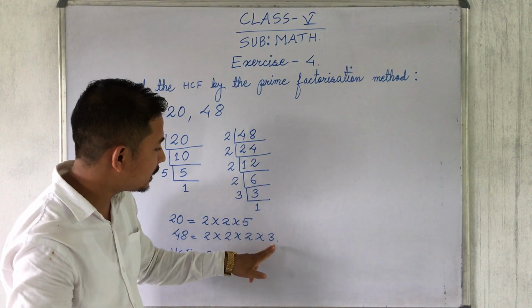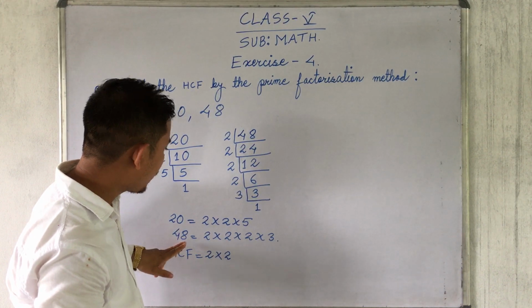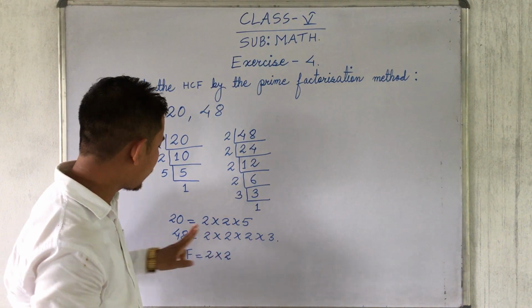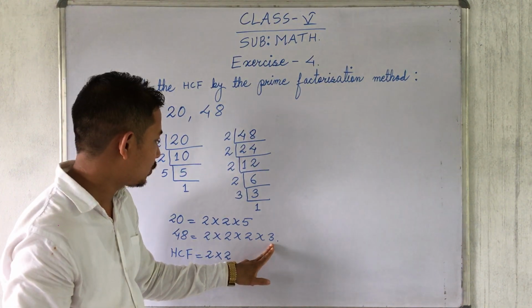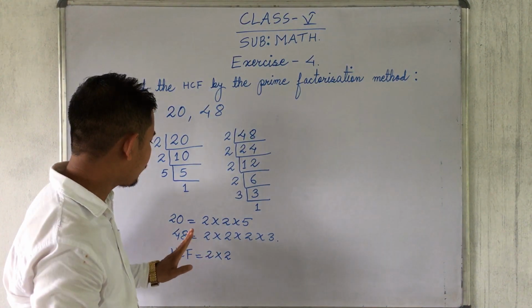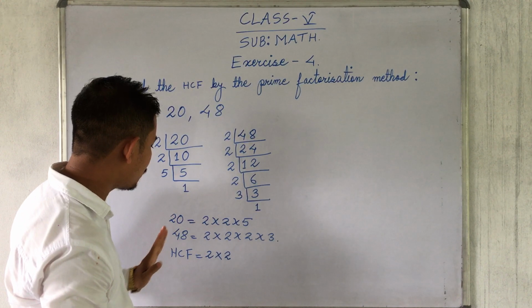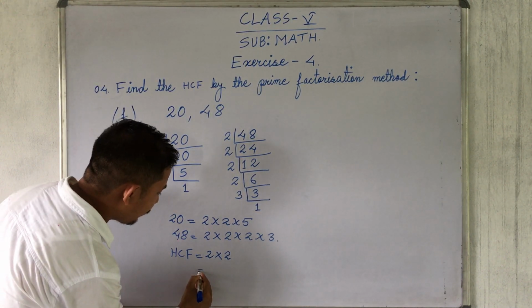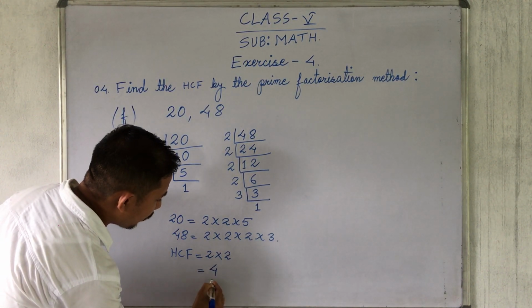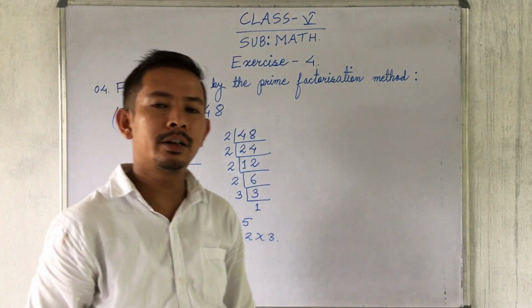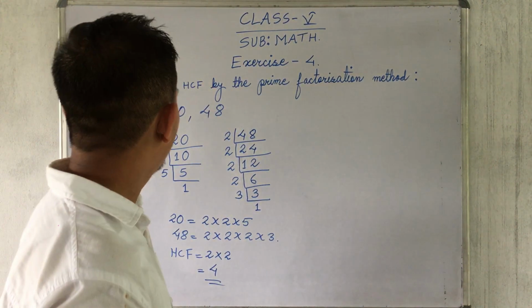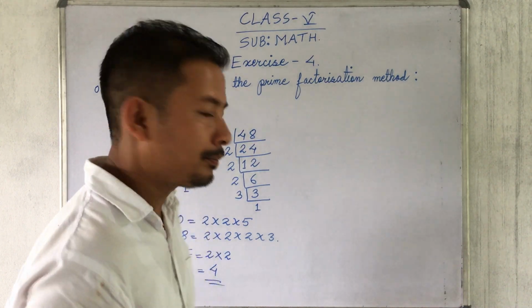In the same way, if we see 3 is a factor of 48, but 3 is not a factor of 20. So this 3 also we cannot take as a common. So thereafter, after finding the factor of these two numbers, we have got HCF. 2 times 2 is 4. So 4 is the HCF of these two numbers, 20 and 48. Understood? Very simple. Okay, try to understand.